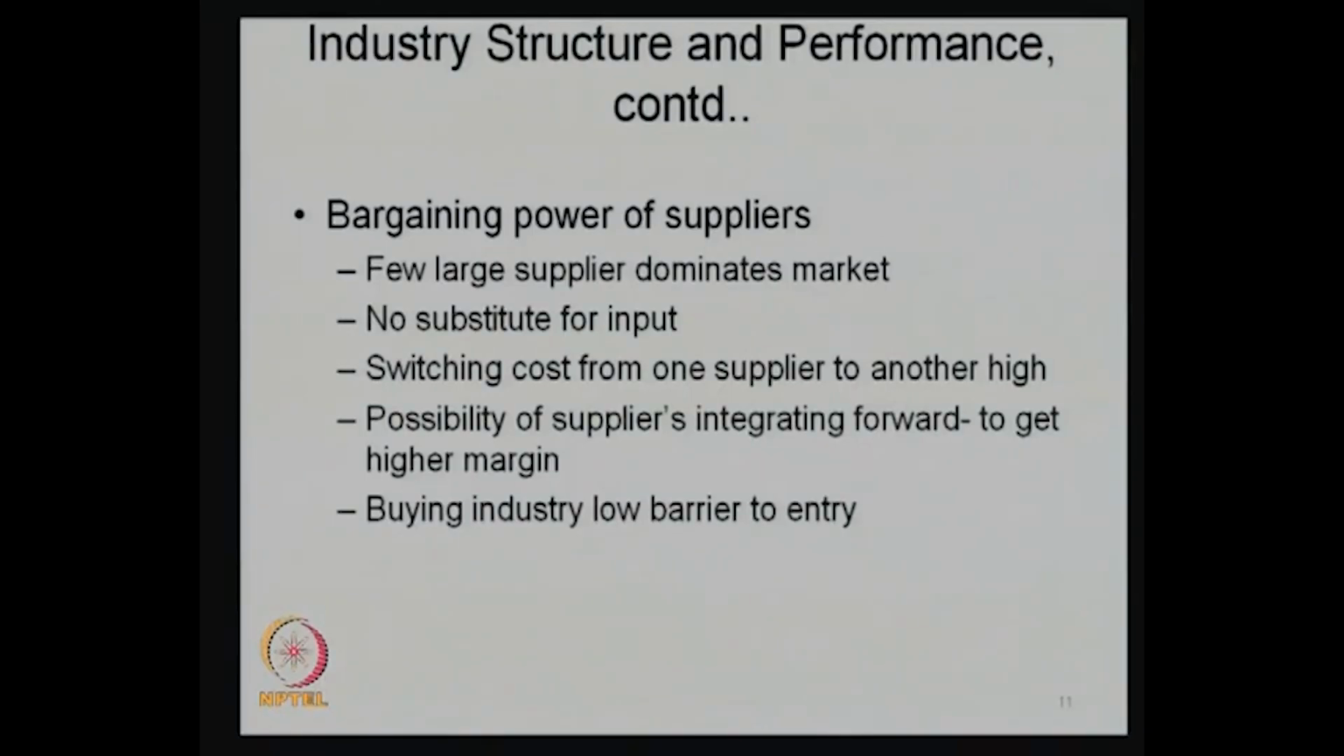Similarly, suppliers themselves go for forward integration. Instead of selling through retail outlets, the suppliers establish their own retail network. So instead of depending upon the retail outlets of other entities, maybe Big Bazaar or shopping malls for that matter, they have their own retail network, and that is forward integration as such.